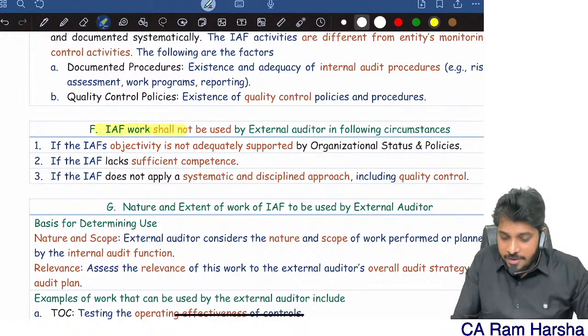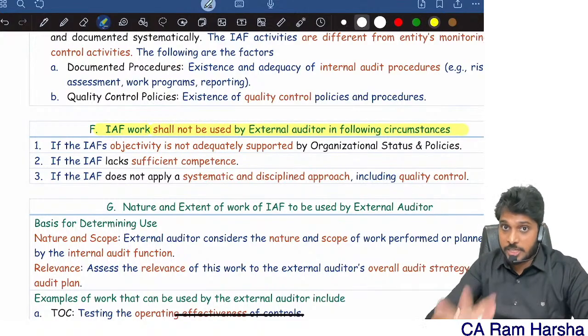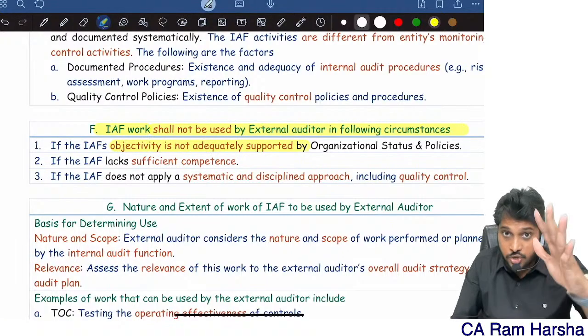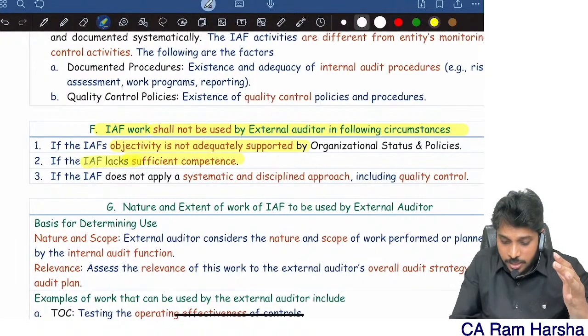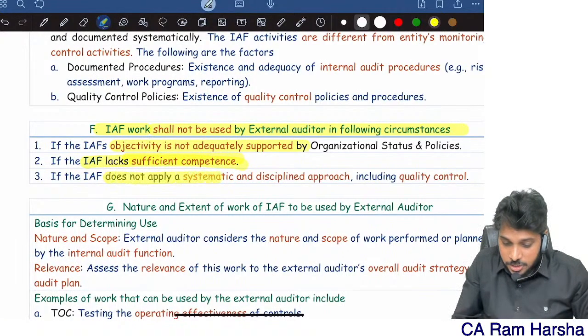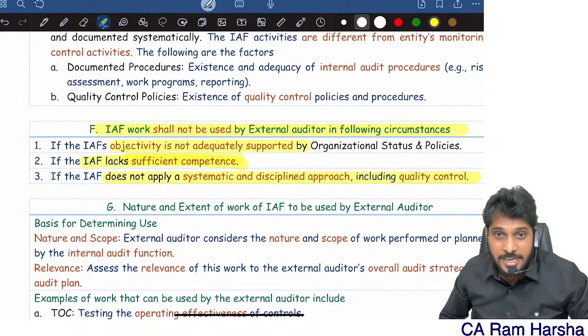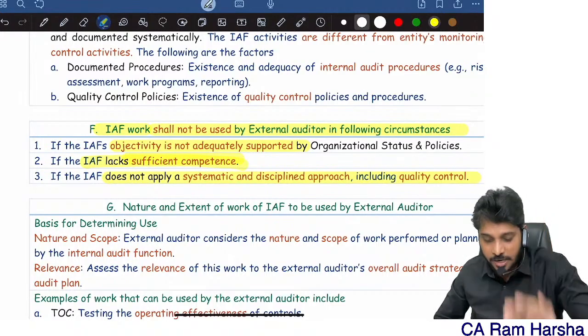Here IAF work shall not be used. Type 1 work, don't use in the following 3 cases: objectivity is not adequate, lacks competence, does not apply a systematic disciplined approach including quality control. In all these 3 cases, don't use internal audit work.